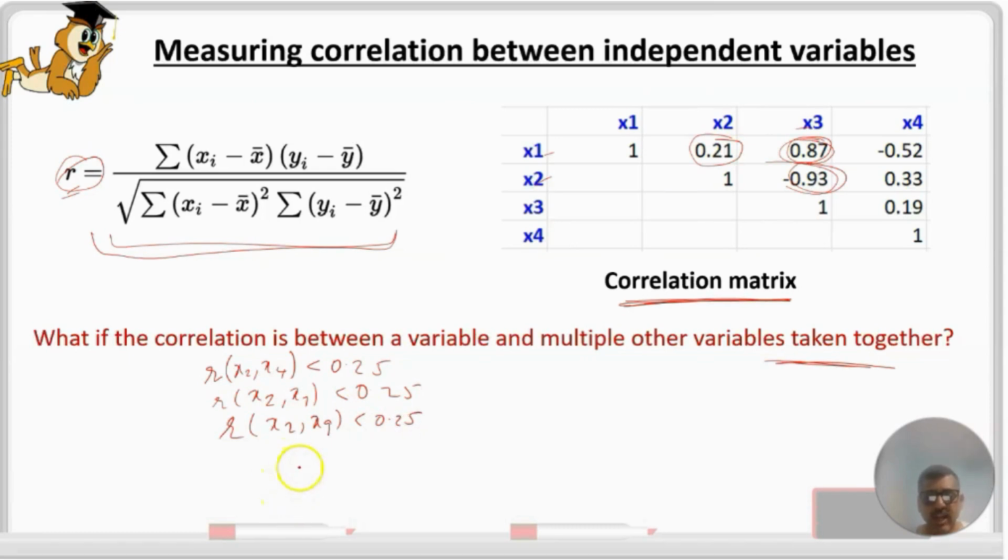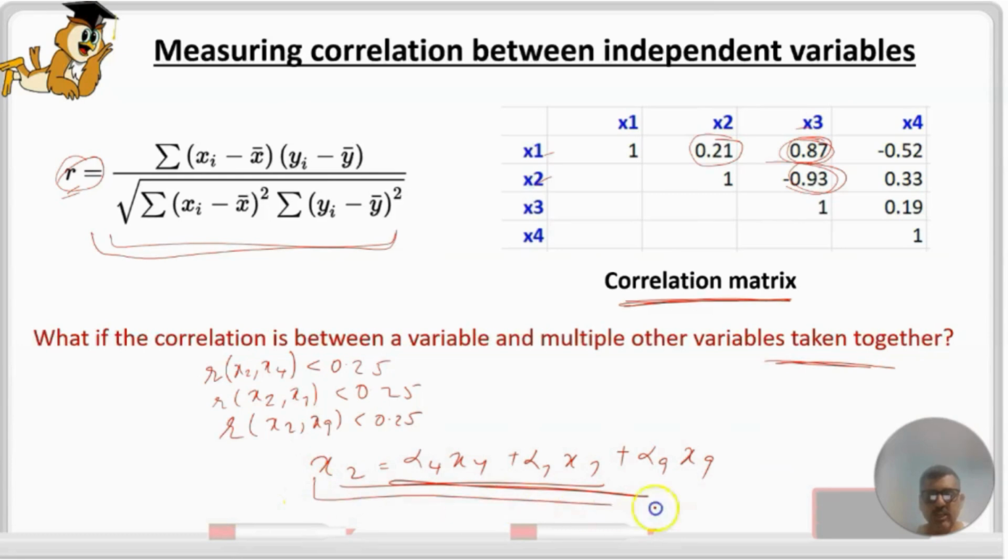And yet, x2 equal to alpha 4 x4 plus alpha 7 x7 plus alpha 9 x9 is broadly obeyed. Now you may wonder how this can happen. For this statement to be true, would there not be a linear relationship between x2 and x4? You would ask this question, right?